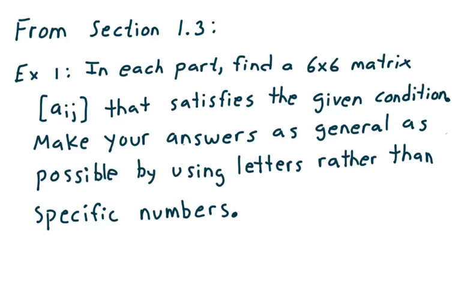This is a video from section 1.3 in a linear algebra class. Let's take a look at this first example. In each part, find a 6 by 6 matrix Aij that satisfies the given condition. Make your answers as general as possible by using letters rather than specific numbers.